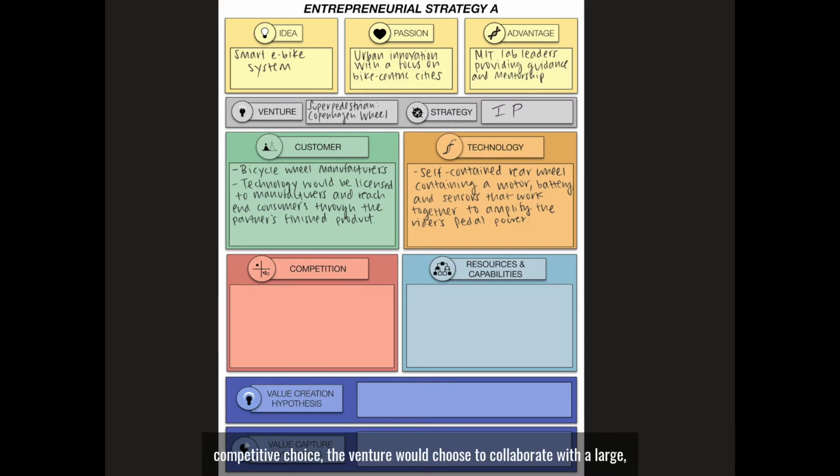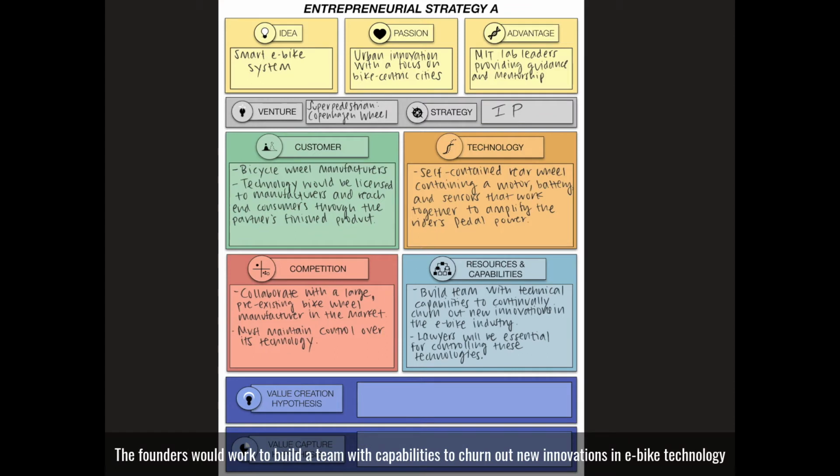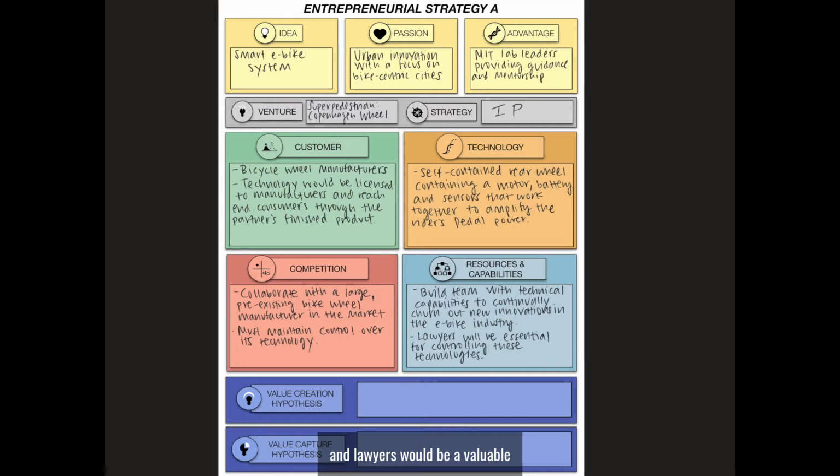Moving to competitive choice, the venture would choose to collaborate with a large pre-existing bike wheel manufacturer in the market, but it would maintain control over this proprietary technology. And for our last choice, resources and capabilities, we can note that the final strategic choice would make the venture the leading source of innovation in the e-bike industry. The founders would work to build a team with capabilities to churn out new innovations in e-bike technology, and lawyers would be a valuable asset for maintaining control over all of the new proprietary technology developed.